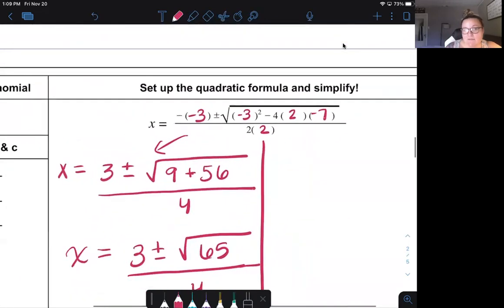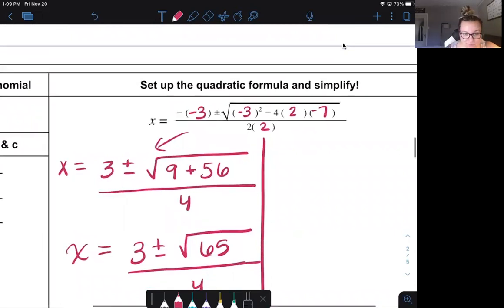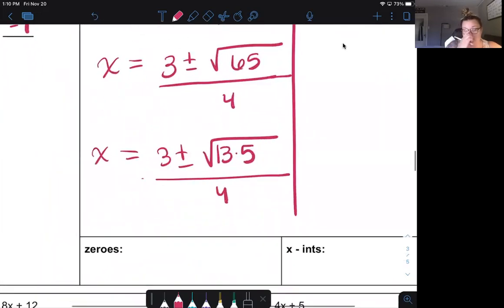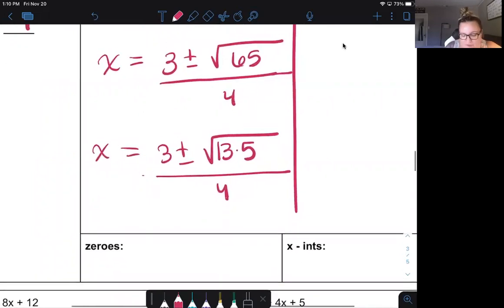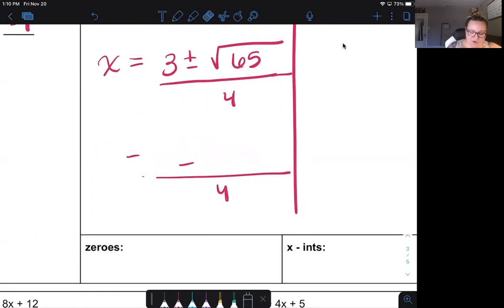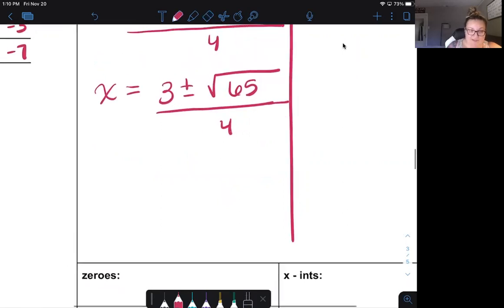So I plugged in -3 for B, 2 for A, and -7 for C. As I simplified, I got x equals 3 plus or minus the square root of 9 plus 56 all over 4. 9 plus 56 simplifies to 65 under the radical. Then I broke 65 down to 13 times 5, which can't be broken down any further. Those are prime factors. That radical can't be simplified because there aren't any groups of 2. So we know that we're done when we get to there.